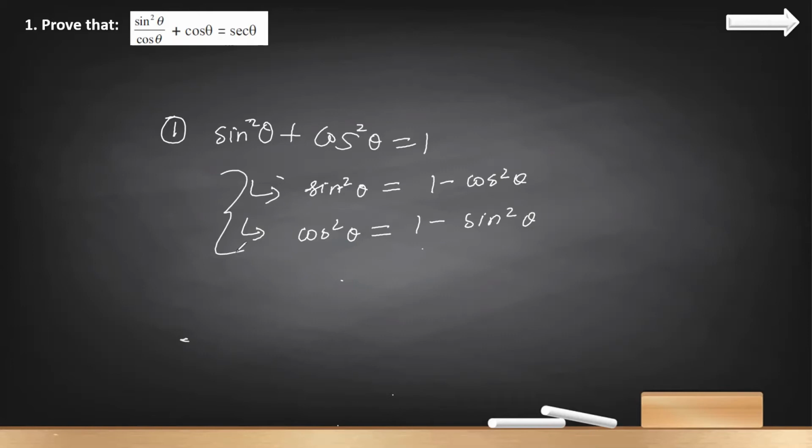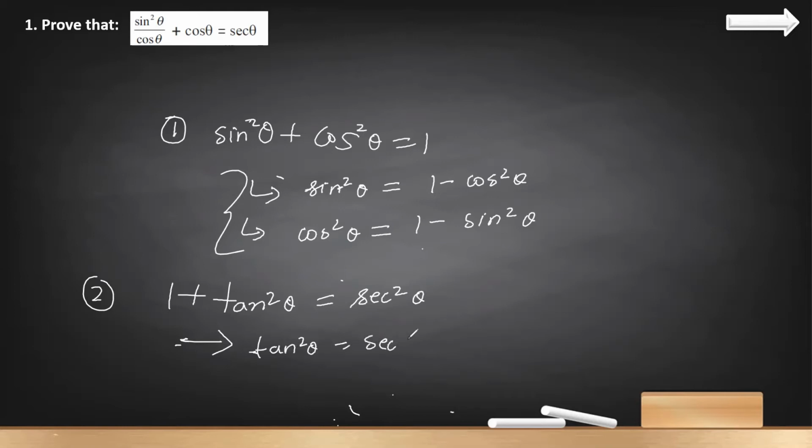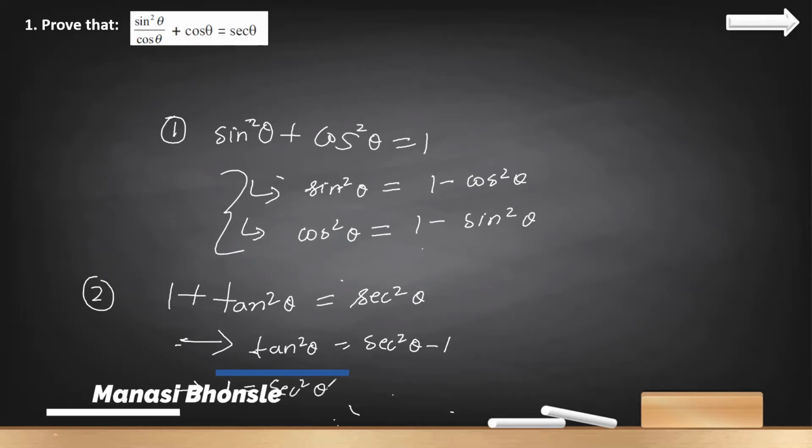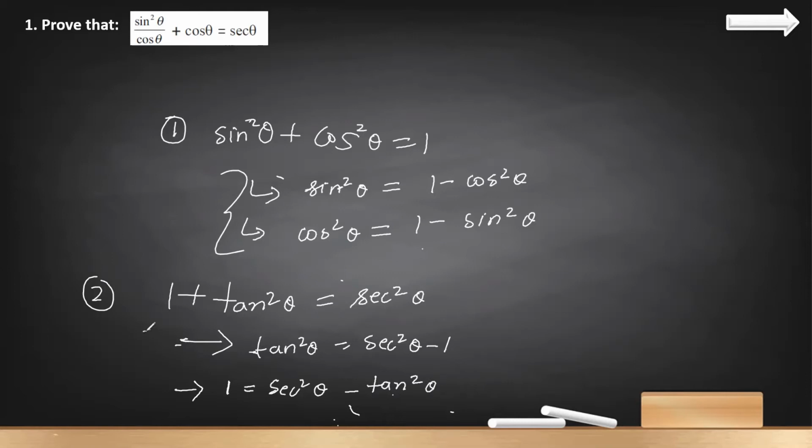This was your first identity and these are your sub-identities. The second identity which we did was 1 plus tan square theta is equal to sec square theta, which implies tan square theta is equal to, we'll just bring 1 over there, sec square theta minus 1. Also, 1 is equal to sec square theta minus tan square theta, right? These are the two sub-identities.